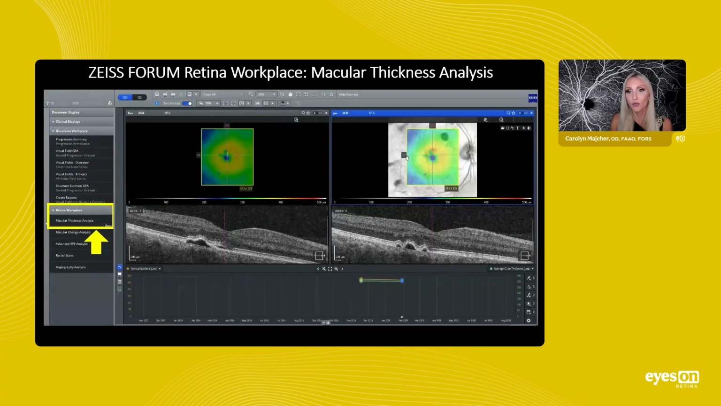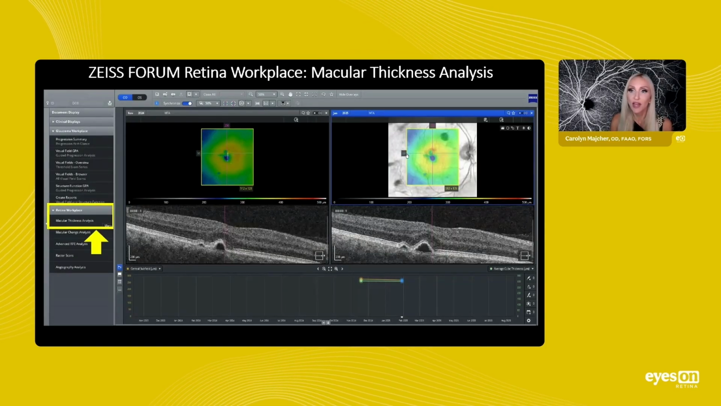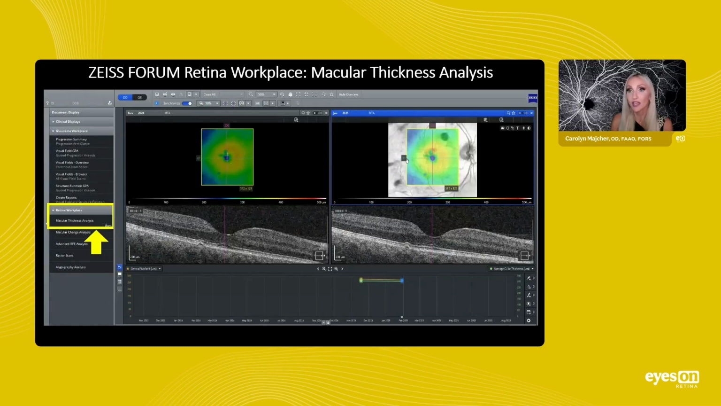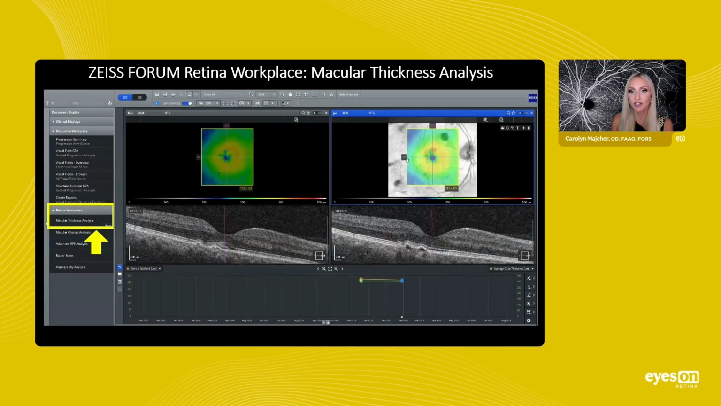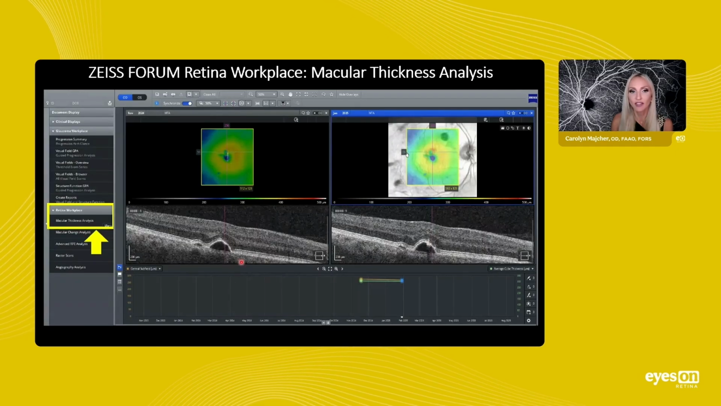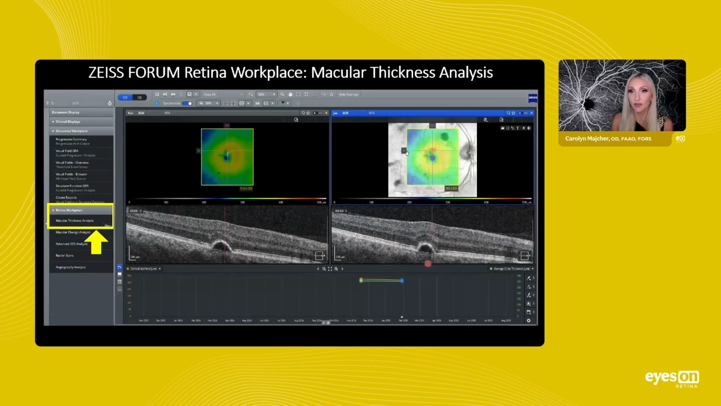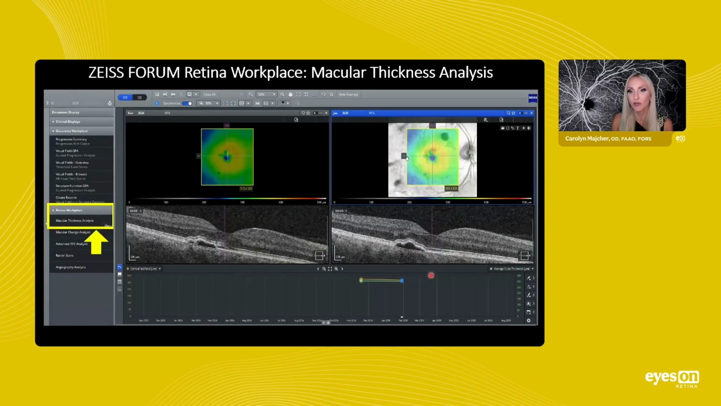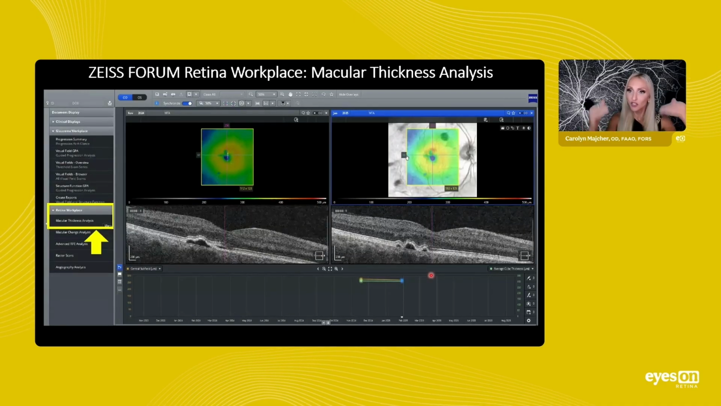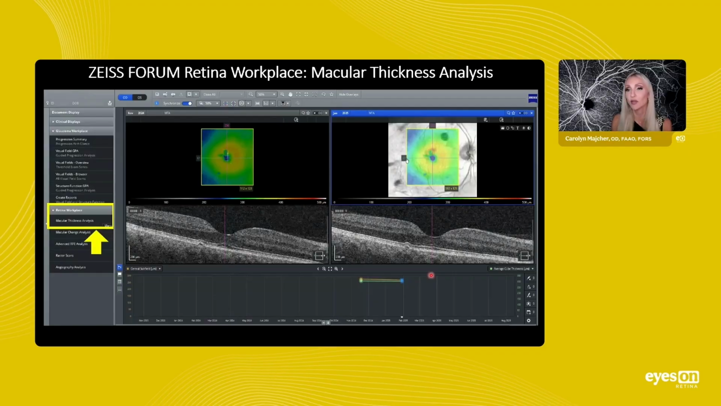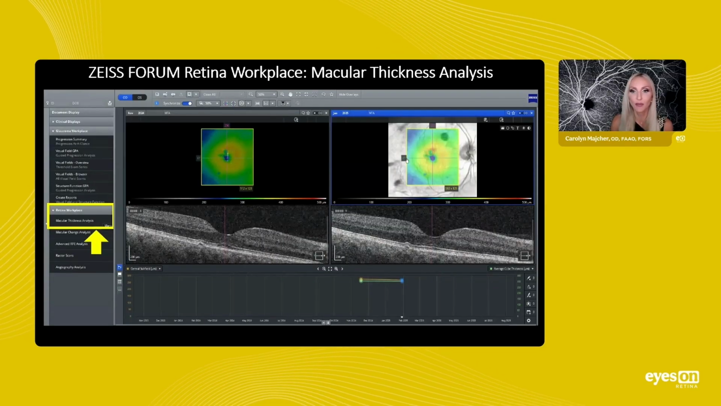Looking at the ZEISS Forum Retinal Workplace Macular Thickness Analysis now, that's going to allow us to compare and synchronize 2 or 3 even macular OCT cube scans. And the OCT scan on the left is from 2 months ago when he had this pocket of subretinal fluid. And today, on this particular examination for follow-up, we can see that that fluid has now resolved. So it's really nice that we're able to view these scans side by side, scroll through them to really confirm that there's been improvement in the subretinal fluid and resolution in his central serous chorioretinopathy.